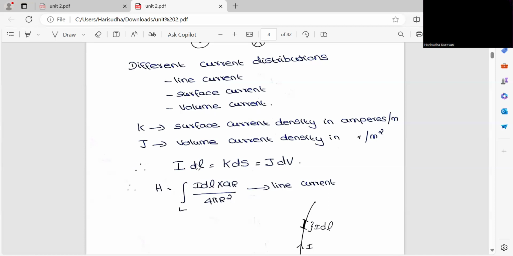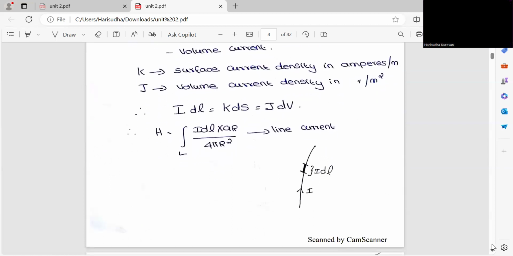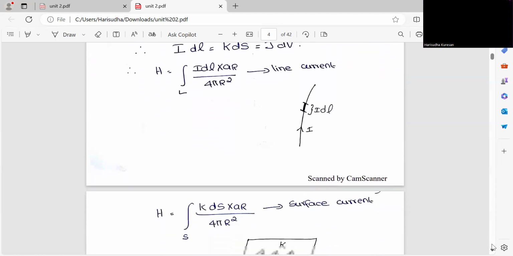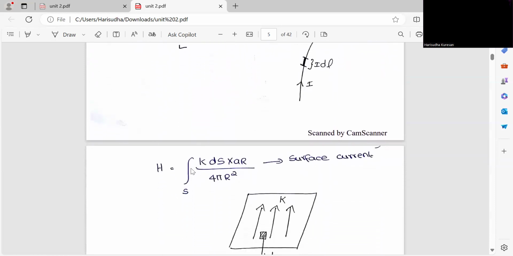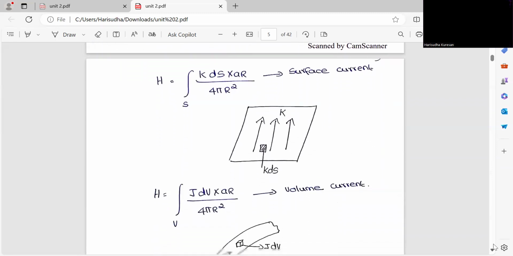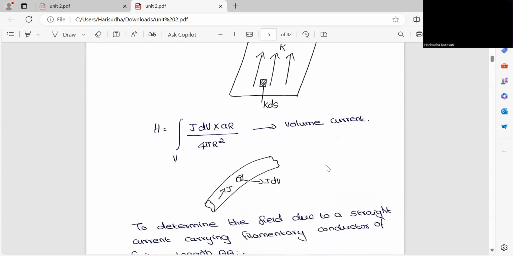So H is equal to, for the line current, the integral over L of I dL times aR divided by 4 pi R square. This is for the line current. Similarly, for the surface current, we replace I dL with K dS. So H is equal to the integral over S of K dS times aR divided by 4 pi R square, which represents the surface current. And similarly, for the volume current, the magnetic field intensity H can be represented as the integral over V of J dV times aR divided by 4 pi R square.